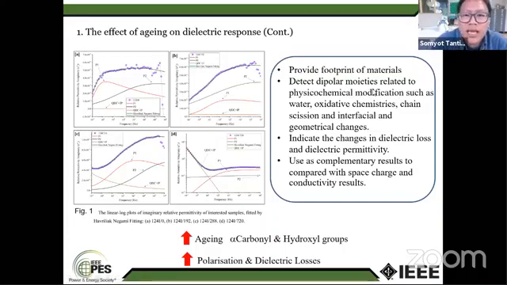And what the dielectric response provides is the footprint of the materials that you can use to analyze the health of your insulation. The dielectric response can detect the dipolar moieties related to physical and chemical change, such as the water contents, oxidative chemistry, chain transition process, interfacial and geometrical change. And we can also determine the change in dielectric loss and dielectric permittivity, used as a complementary result to compare with the space charge and conductivity results.